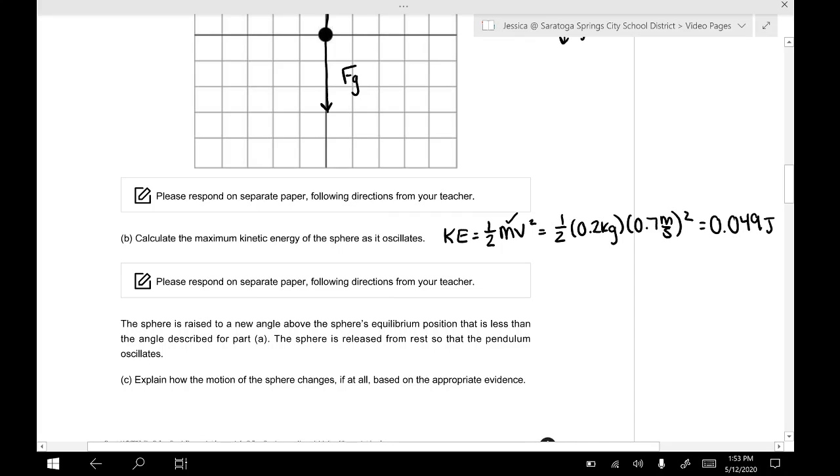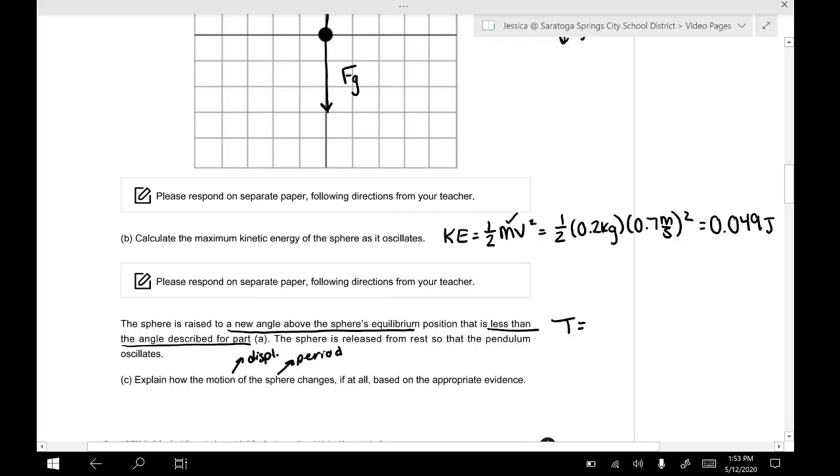All right. Then the sphere is raised to a new angle above the sphere's equilibrium position that's less than the angle described for A. The sphere is released from rest so that the pendulum oscillates. Explain how the motion of the sphere changes, if at all, based on appropriate evidence. Okay, so let's see. Let's talk about the major things that we might need. We might talk about displacement. We might talk about period.